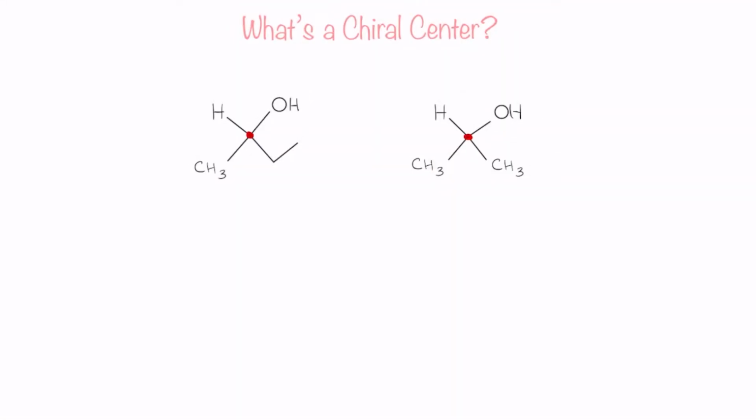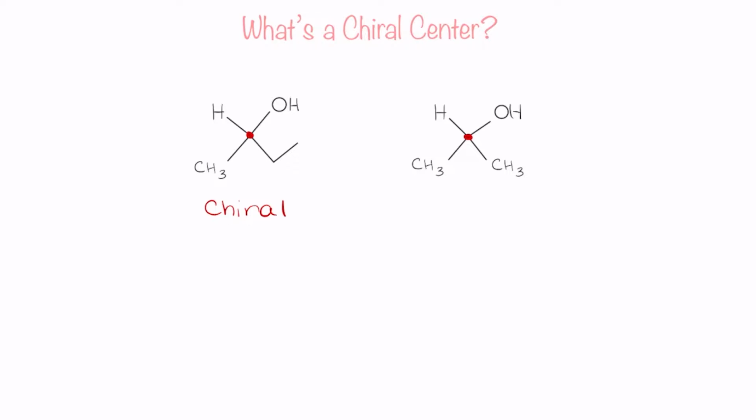So, what's a chiral center? An easy way to think of a chiral center is an atom that's attached to four different things. So below, for instance, I have this carbon here highlighted in red, and we see here that it's attached to an alcohol group, a hydrogen, a methyl group, and an ethyl group. These are four different groups, and so we say that this carbon over here is chiral, or it's a chiral center.